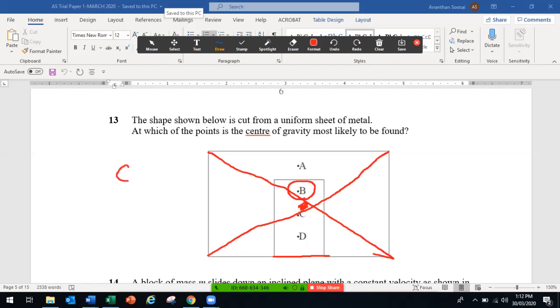What is meant by center of gravity? This is center of gravity. The point where all weight is considered to act. Yeah, the point where all weight is considered to act.